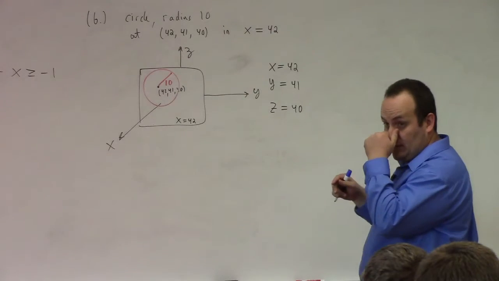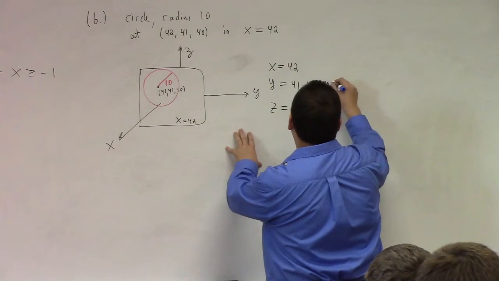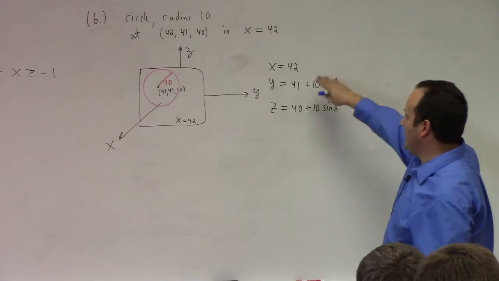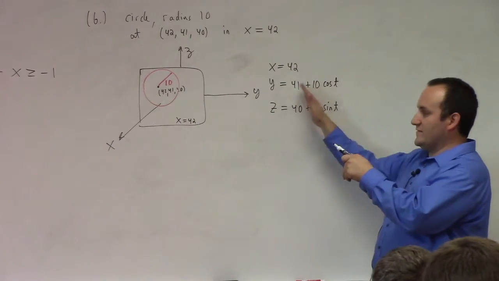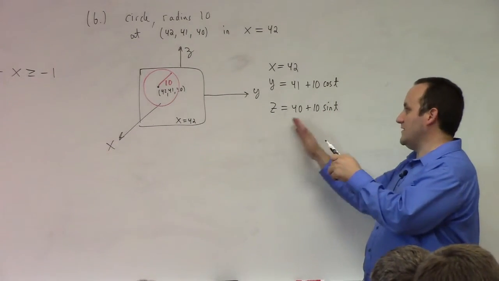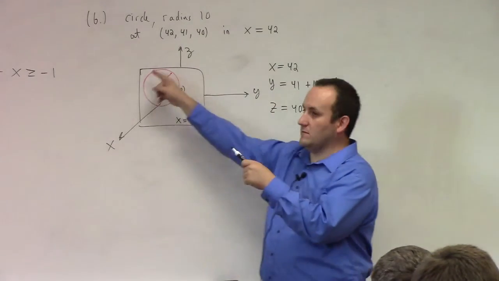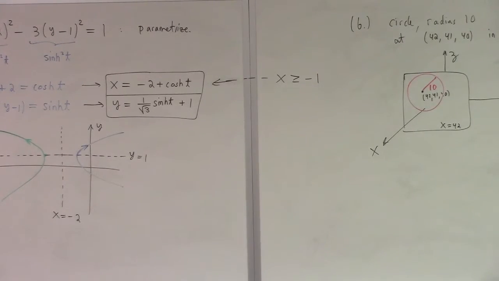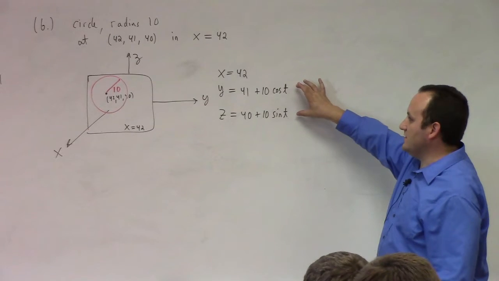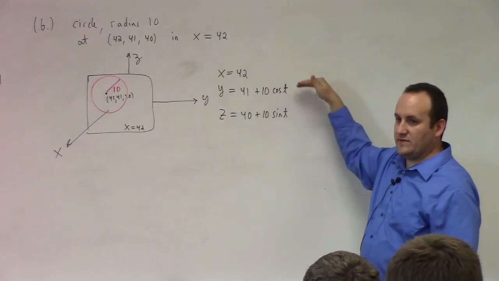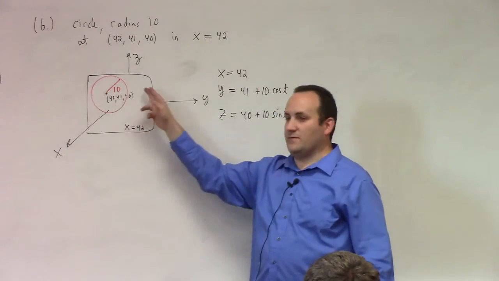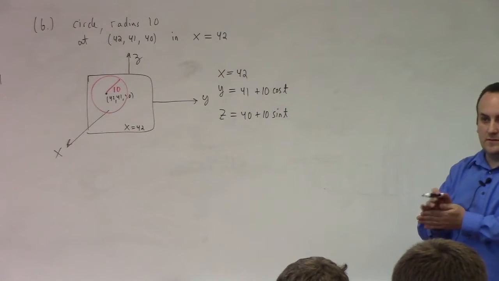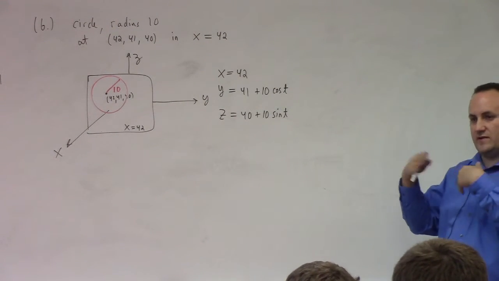But then it's what you do with the y and z that's interesting. So you do plus 10 cosine t, plus 10 sine t. And so what that does is it either adds or subtracts 10 from the y as t varies, and adds or subtracts 10 from the z as t varies, and it traces out this circle in the y and z varying. And you can check that if you look at the distance between this point and the center point, 42, 41, 40, it always has length 10. It's a circle. So, but that's it. Just take your center point and add the radius times cosine, radius times sine.